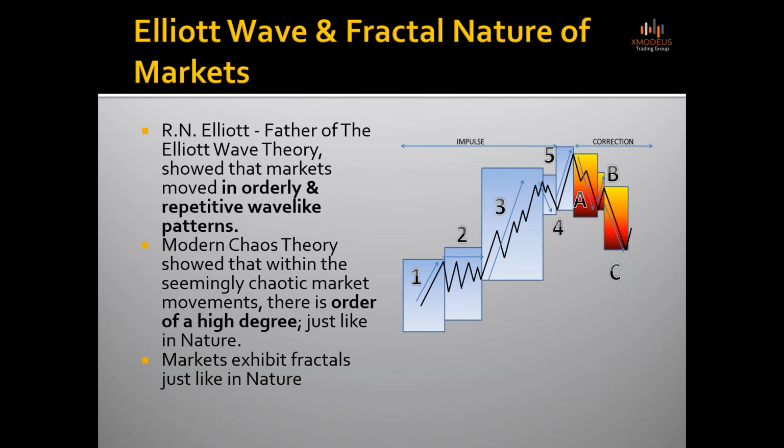Okay, because modern chaos theory came out to measure dynamic systems. So it measured natural systems, and it can also measure market movements. And in terms of chaos theory, there's this thing called fractals. Financial markets and commodity markets actually exhibit fractals like in nature. We're going to talk about fractals, which is what we are going to look at afterwards.